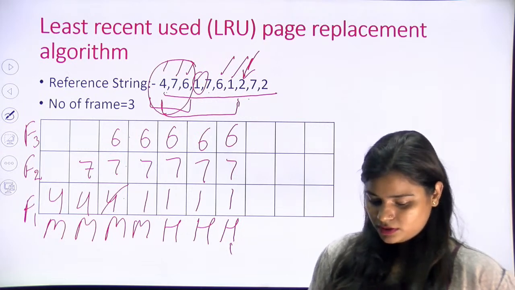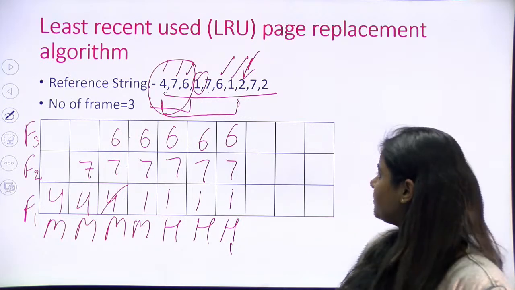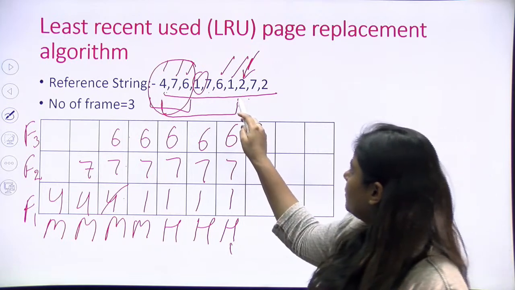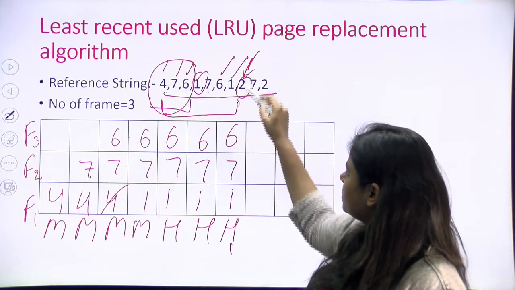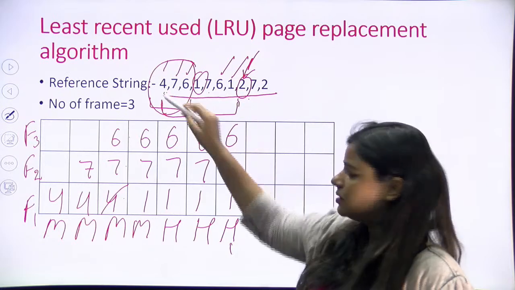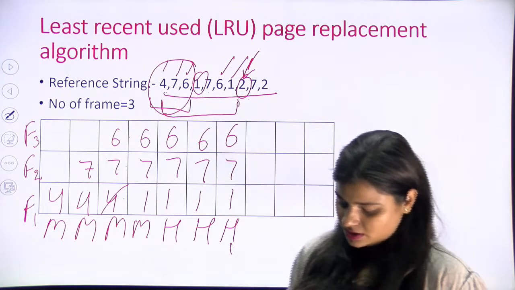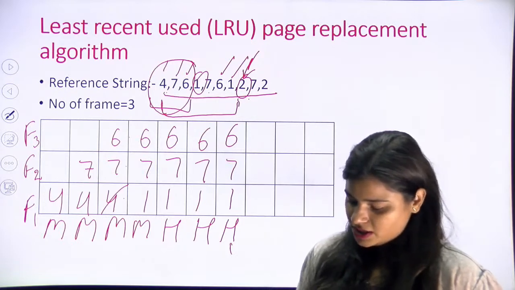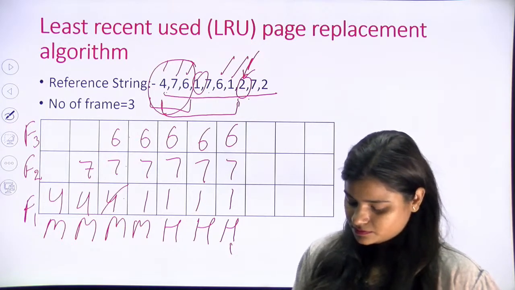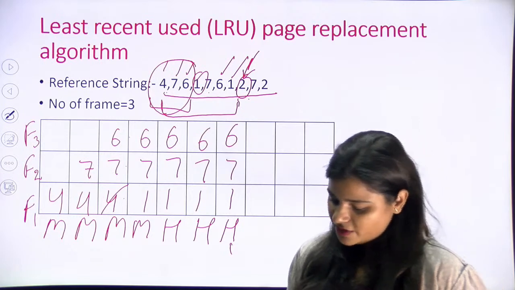Yes, Tarun. Among 1, 7 and 6, I have to place 2. This is my sparse string. Ayushi, single. Okay. Anyone else? Anyone? Kavyanshi, yes.